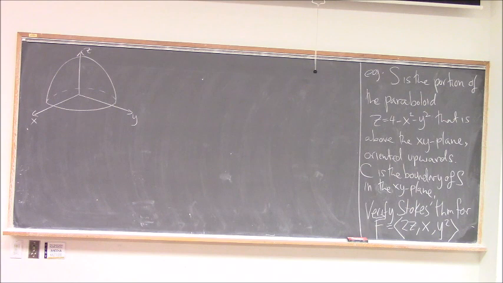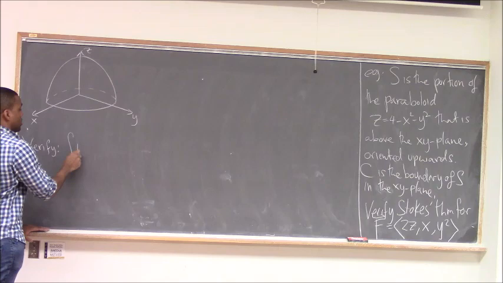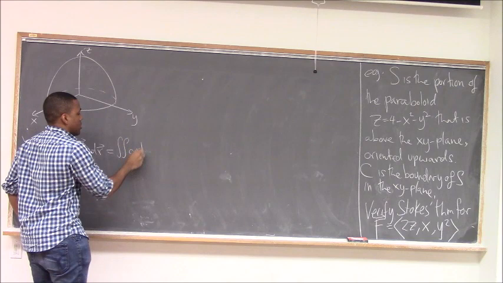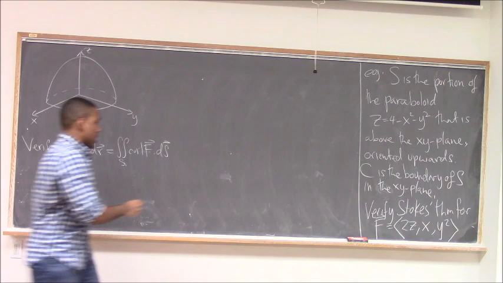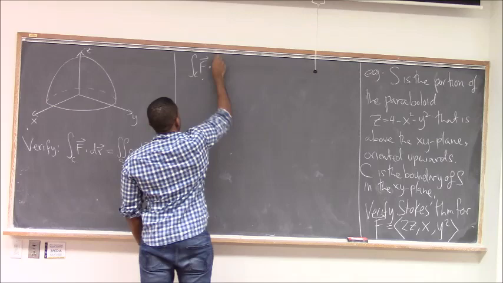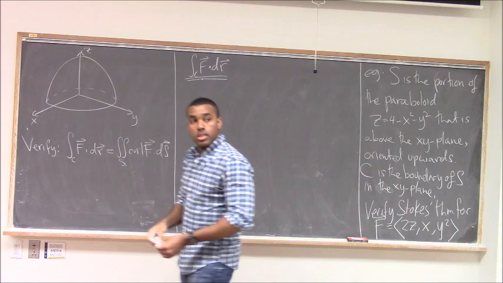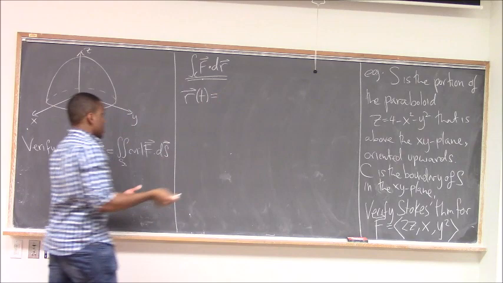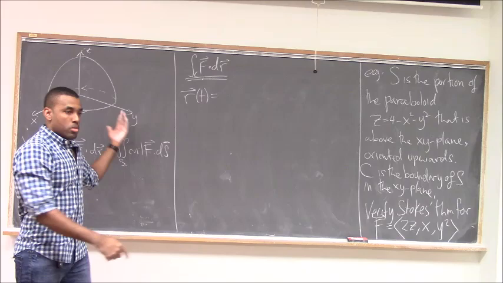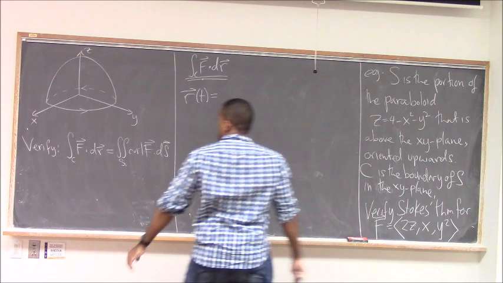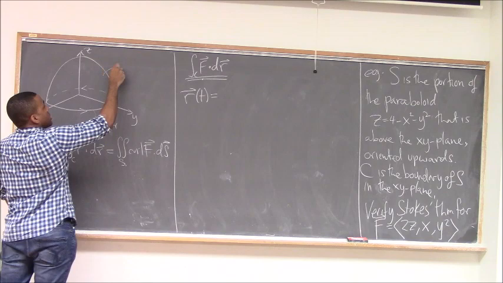So verify Stokes' theorem means we want to verify this equation. Let's start with the line integral. Let's do the F dot dr. What's the first thing when you're doing F dot dr? C is a circle of radius 2. Right, you need to find r, which is just this circle in here, which we know based on the previous thing. Just plug in z equals 0, you get x squared plus y squared equals 4. This is the surface, z equals 4 minus x squared minus y squared.